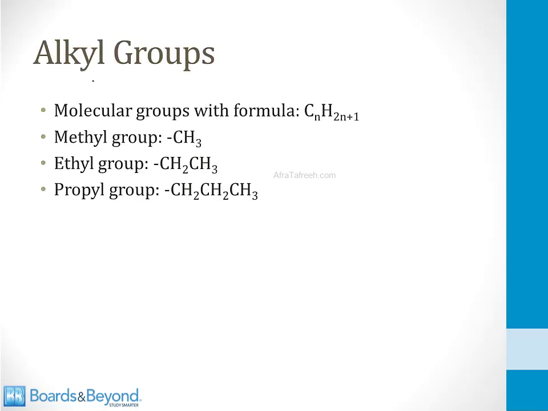Let's start by reviewing a little bit of organic chemistry and let's talk about alkyl groups. Alkyl groups are molecular groups that have a formula CnH2n+1, and there are many different subtypes of alkyl groups. For example, a methyl group, which is a CH3, is a type of alkyl group, so is an ethyl group, and so is a propyl group.